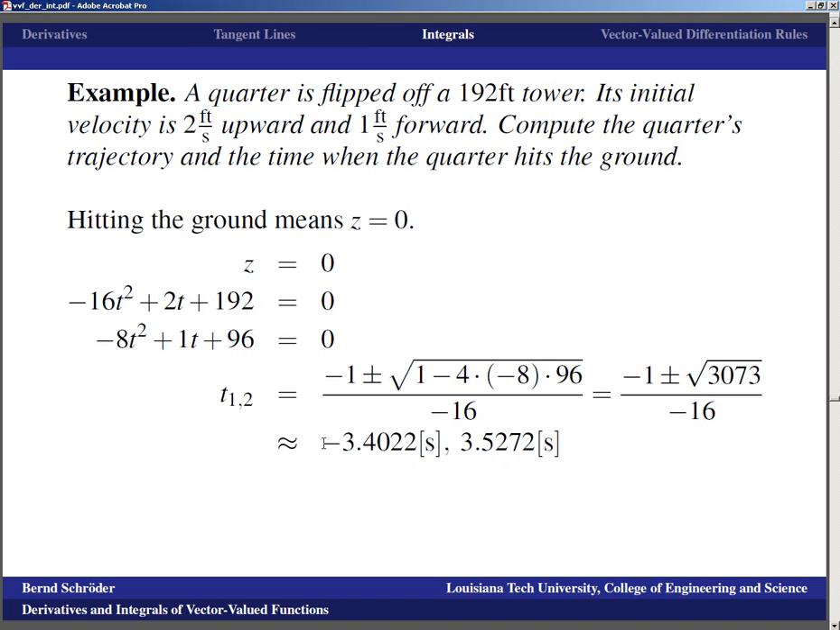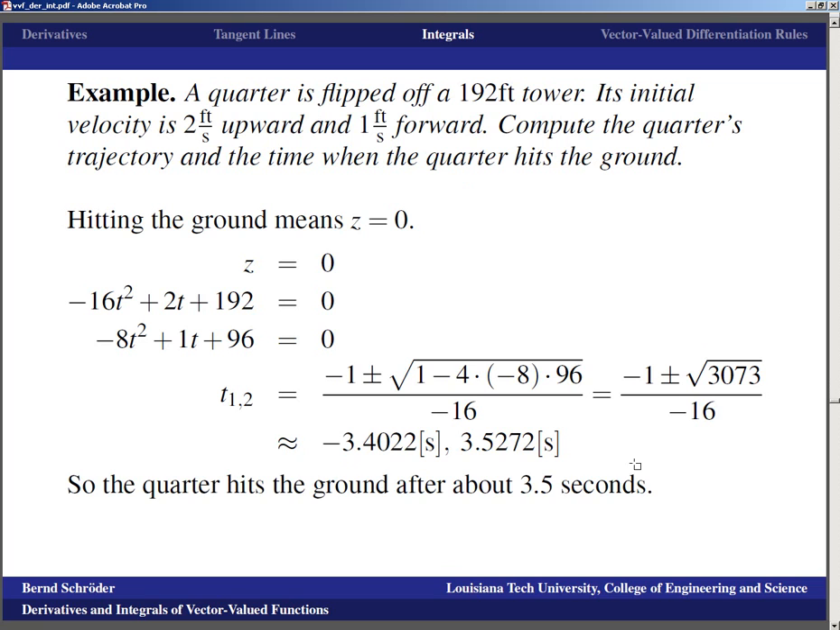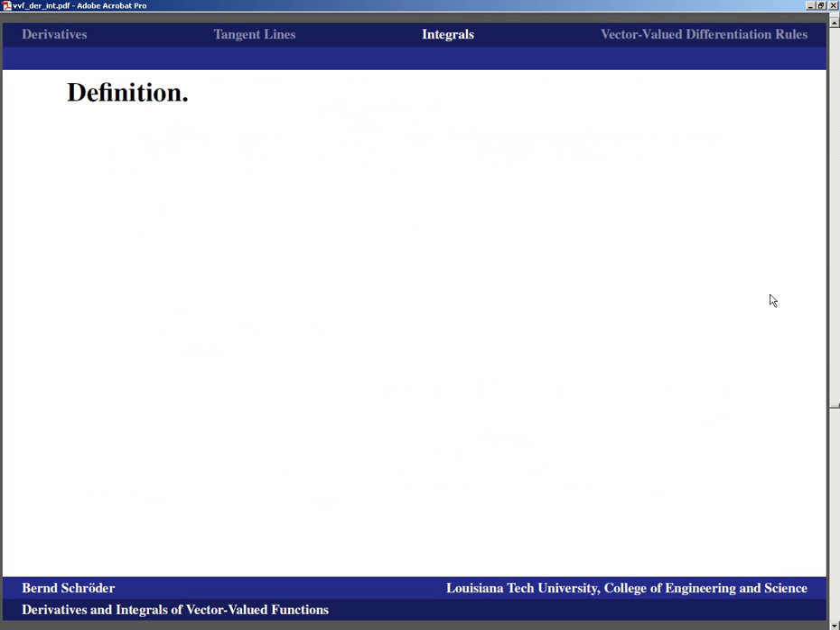And, well, this negative solution we have to discard, because it would basically say that the quarter hits the ground because it's being flipped off the 192-foot tower, or the quarter has been launched to reach the position 192 feet off the ground with exactly that velocity, and there's nothing in the problem that says that. So this solution is being discarded, and that means the quarter hits the ground after about 3.5 seconds, and that solves the whole problem.